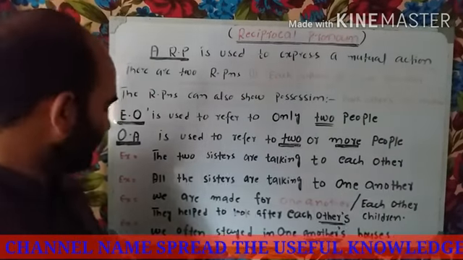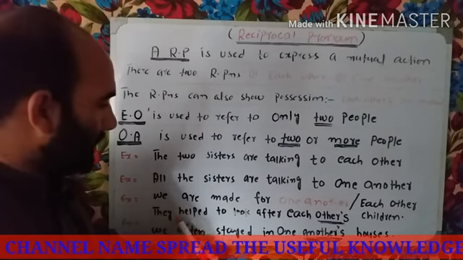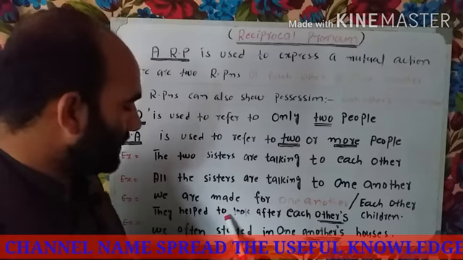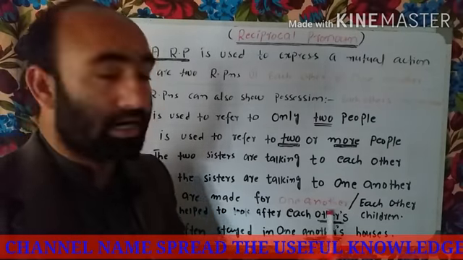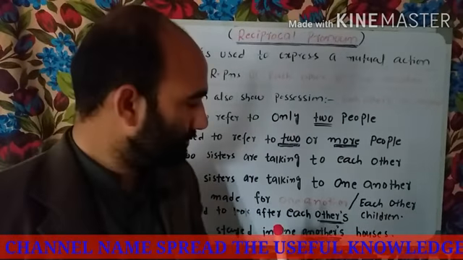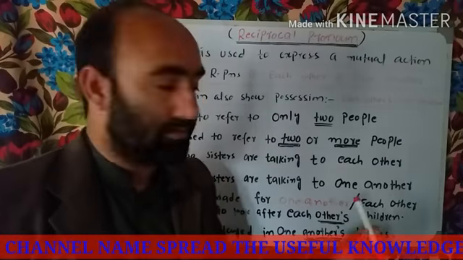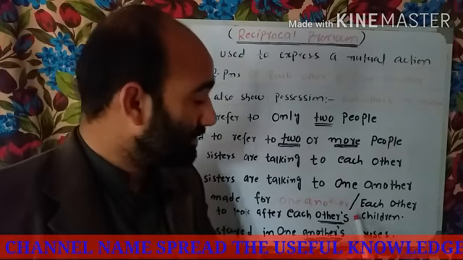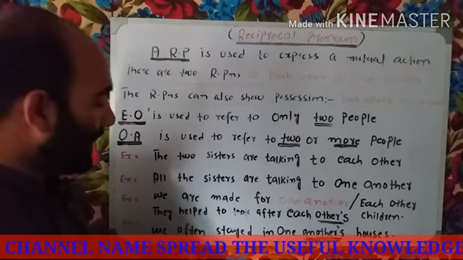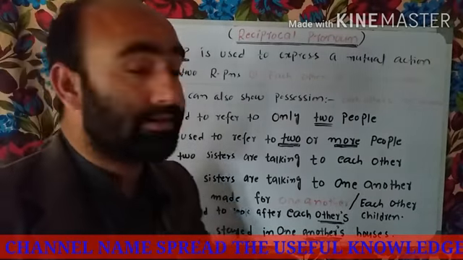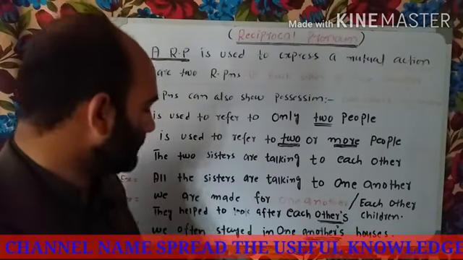Examples are here. They helped to look after each other's children. Here it shows the possession. We often stayed in one another's houses. Here too, it shows the possession.